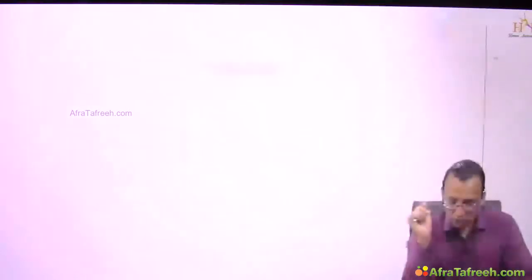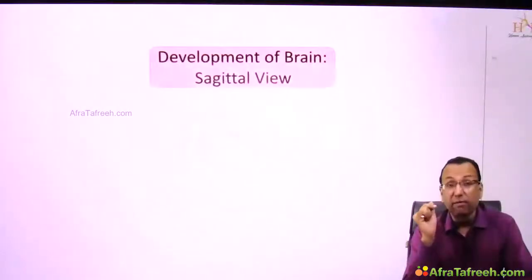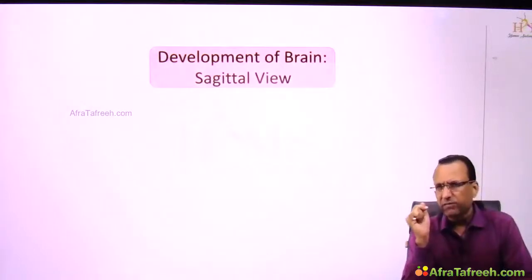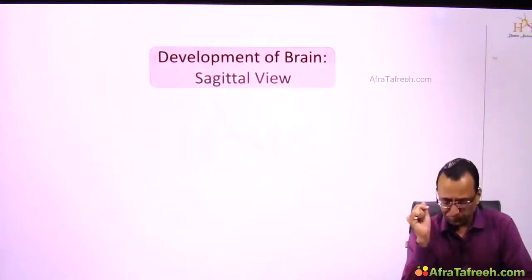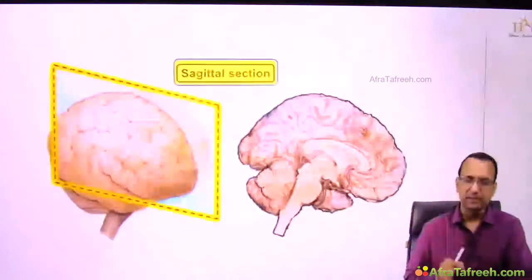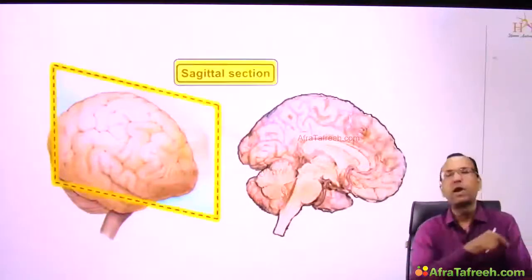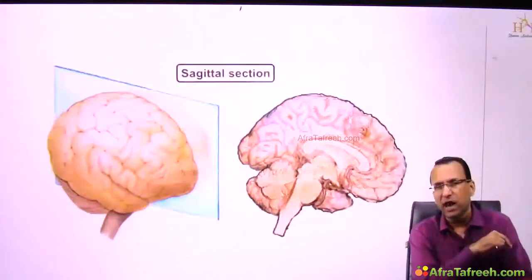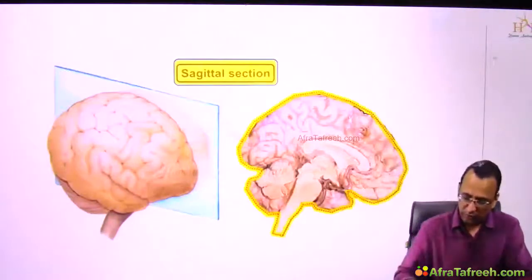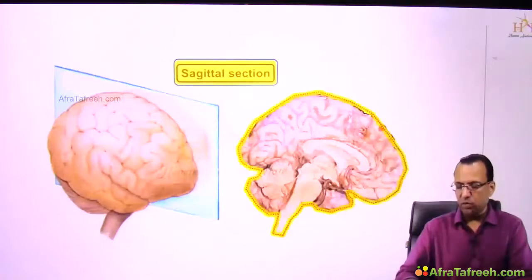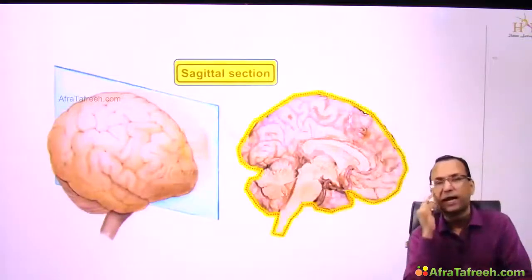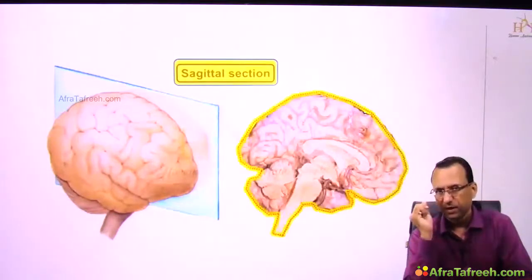Then we are talking about the sagittal view of a developing brain. When you take a sagittal section of the developing brain, you will find it is actually an anterior-posterior section. Now, when you are taking an anterior-posterior section of the brain, remove one half of the brain and look at the other half of the brain. This is going to be a medial view of one half of the brain after taking the anterior-posterior section. And we are looking at the developing brain.